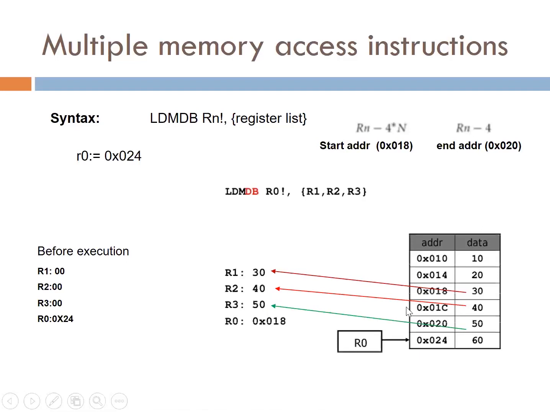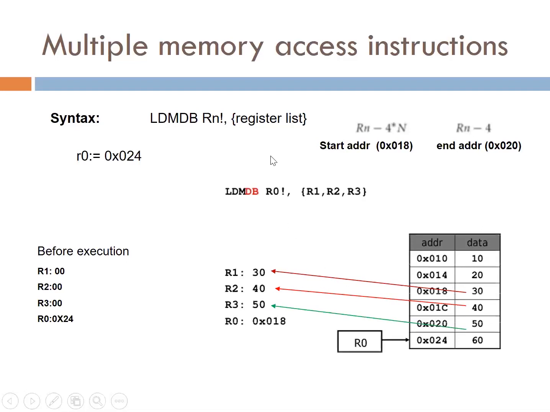Before loading again, you have to first decrement. Now the memory address is pointing to 0x018, and the content present in this location is 30. 30 will now be loaded to register R1. Now, as all the registers have been loaded from the memory locations, it will not decrement further; it will stop the operation. So where is R0 now pointing to? R0 is now pointing to 0x018.